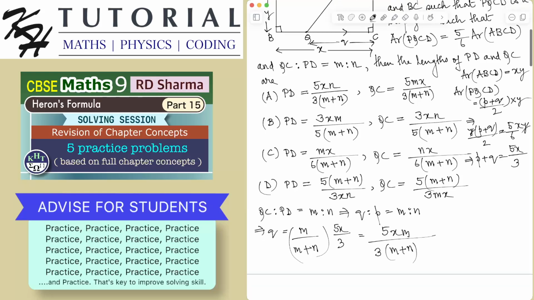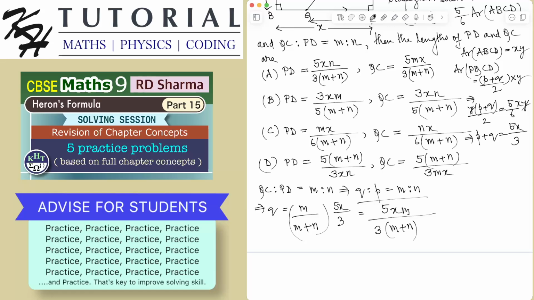Similarly, from this fact and this fact, we can say that p will be equal to n by (m plus n) multiplied by the value of p plus q, which is 5x by 3. This is equal to 5xn divided by 3 into (m plus n).